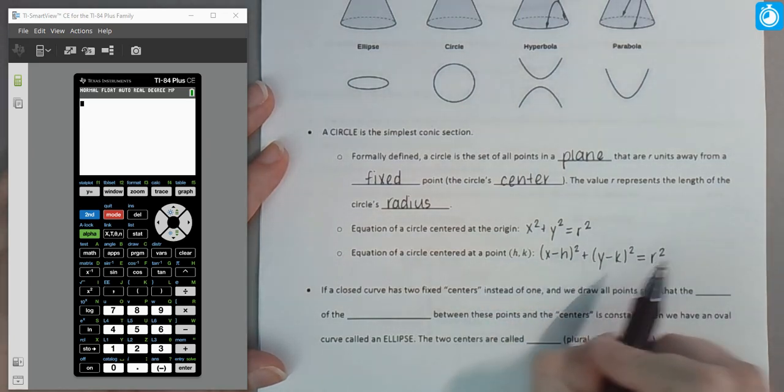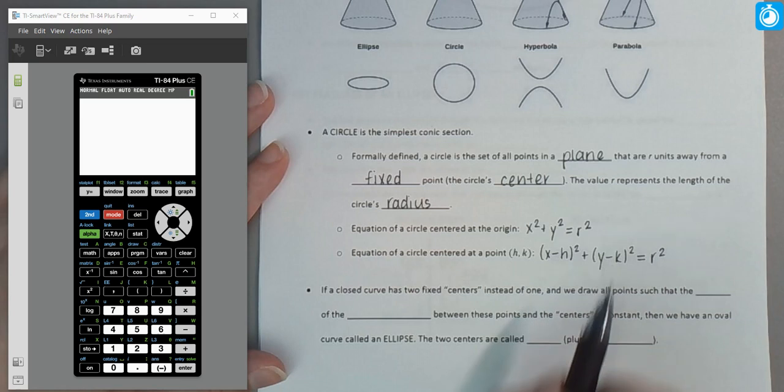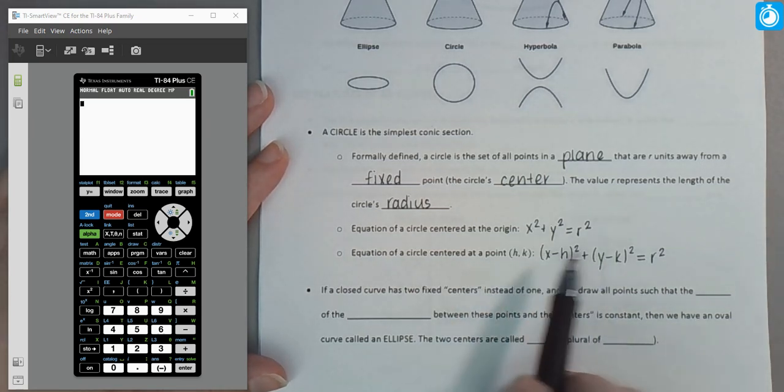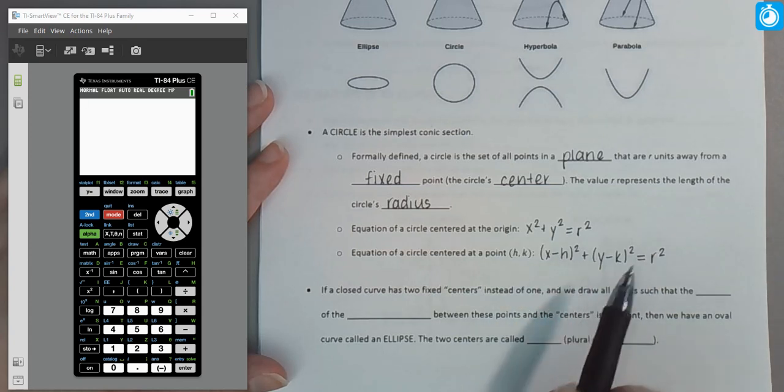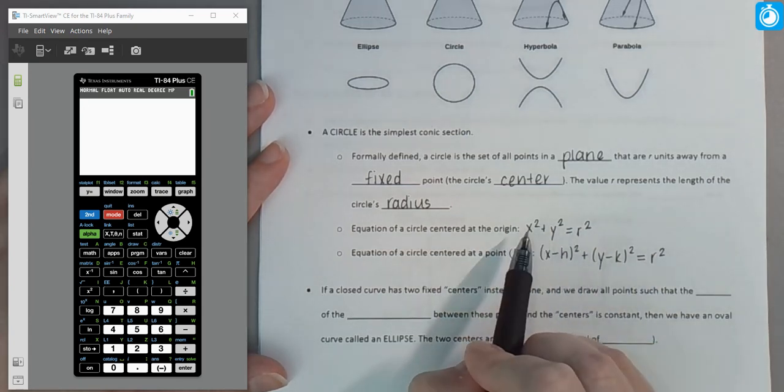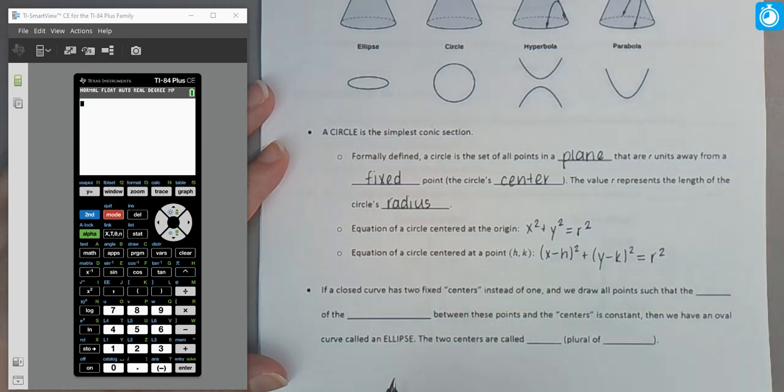So in this case, we have a circle of radius r, but its center has been relocated to a point other than the origin. If we were to think of this particular form as having a value of h equals 0 and k equals 0, then we would have the original form where we're centered at the origin. So here's the general idea with a circle if we want to be a little bit more formal.